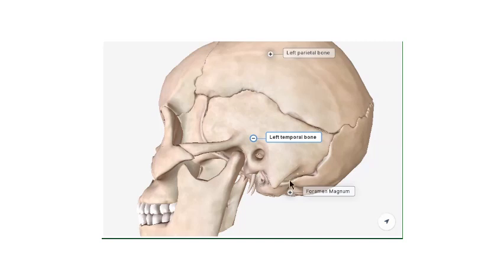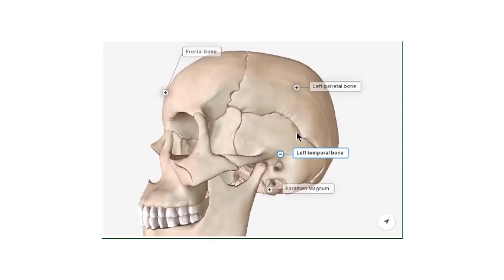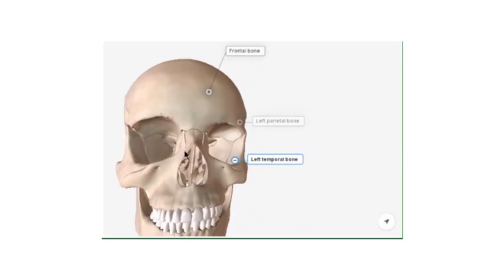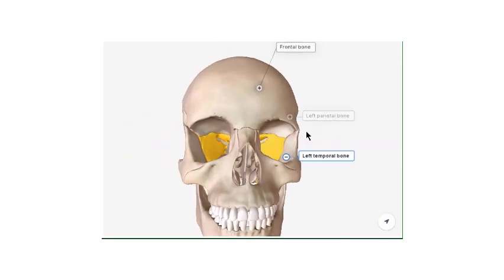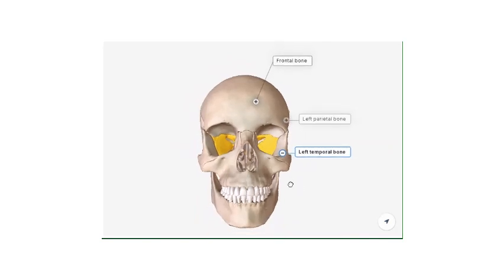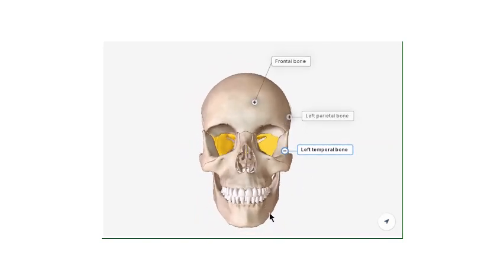That knob is this knob right here. Okay, so the temporal bone, you have two of them. Next, we have the sphenoid bone. Okay, so sphenoid bone is kind of like the cornerstone of the skull, right? It is where every other bone is going to be connected to, except for the mandible.